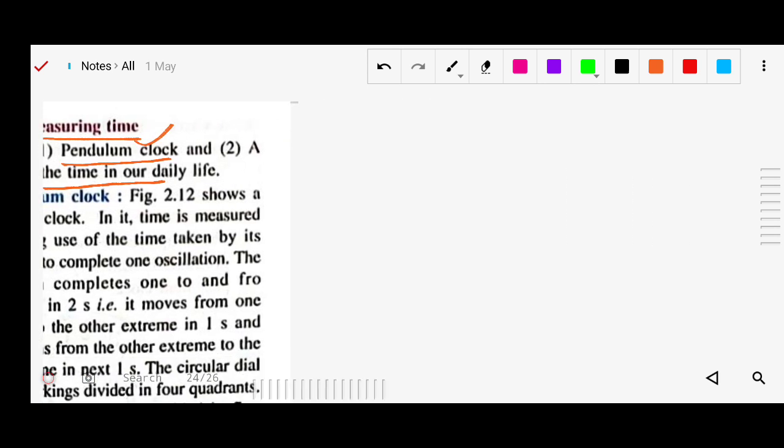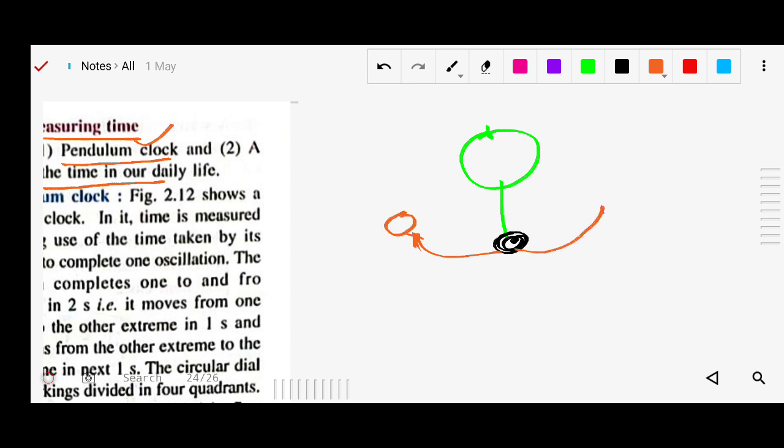So in the pendulum, first of all you should know, this is your watch and here is your pendulum. These pendulums will move this side as well as this side. Okay, so this particular position is called extreme. This is also extreme. So this side is extreme left and this side is extreme right. And this is called the mean position.